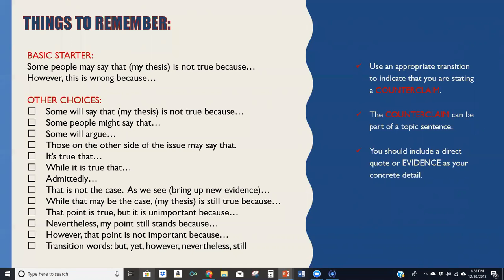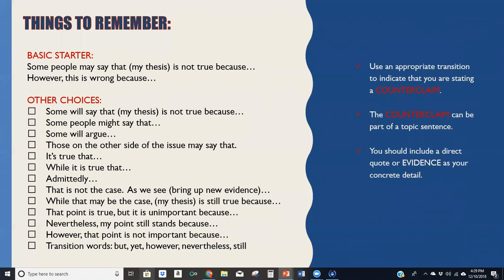The first sentence right here, the some people may say, that is going to be your counterclaim setup. So in your topic sentence, you need to set up that it is a counterclaim and a rebuttal. So that first line here sets up the counterclaim. And the second line here, this however this is wrong because, helps you set up your rebuttal. This starter is how you should start a counterclaim and rebuttal paragraph. And when you do that, it tells your reader what it is and what you're trying to accomplish.